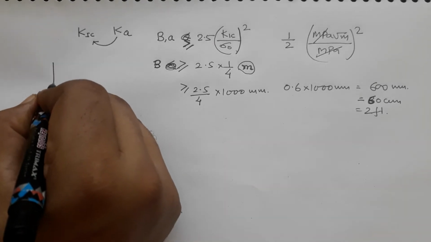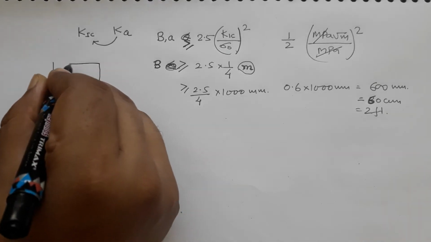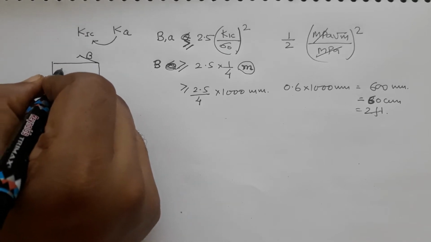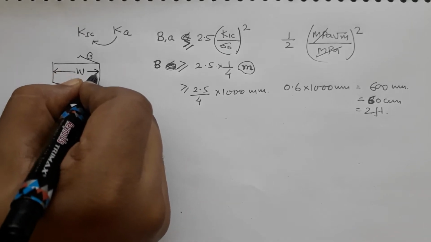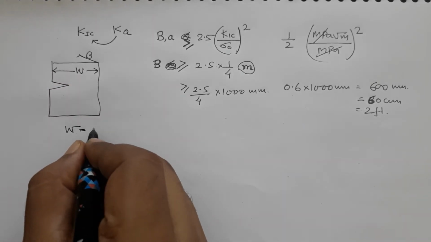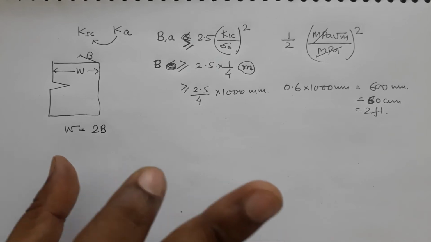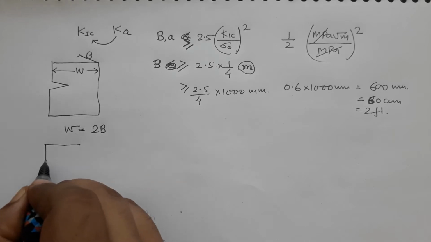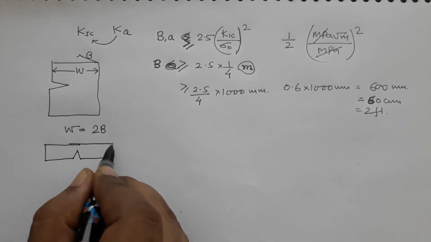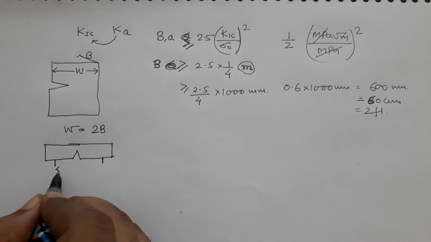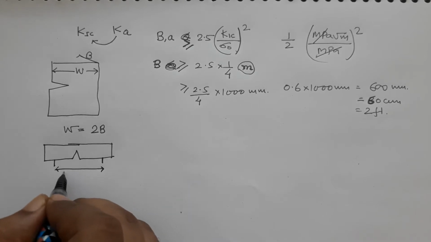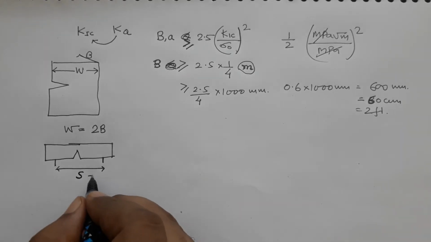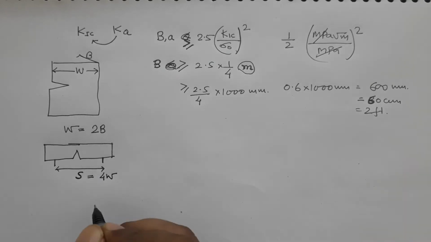You remember the dimension of CT specimen. The CT specimen usually has a width, W, and W is usually 2 times the thickness. So, that is the ratio which is maintained according to the standard. If you take a 3-point bend specimen, then there is another dimension, which is the distance between the 2 roller pins at the lower end of the specimen, that is called span length, S. This S is usually 4 times W.